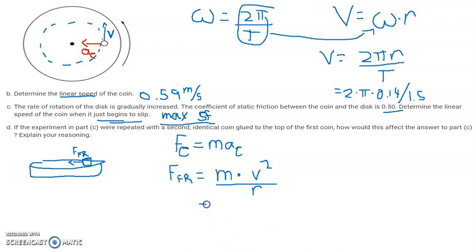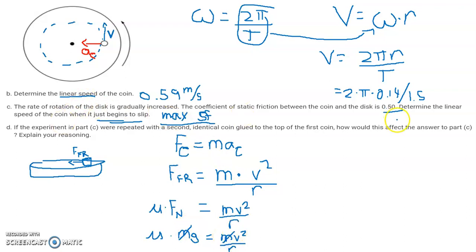Now how do we break down force of friction? On a flat surface like this, force of friction you can break down to mu times force normal, and this is mv squared over r. And force normal, since it's on a flat surface, we can break down to mg. If it were on an angle, we would have to make it mg cosine theta. And this is equal to mv squared over r.